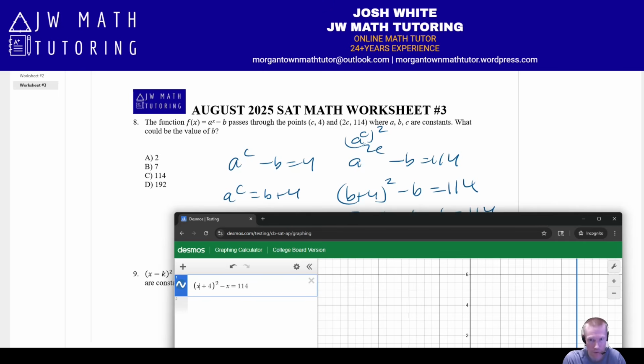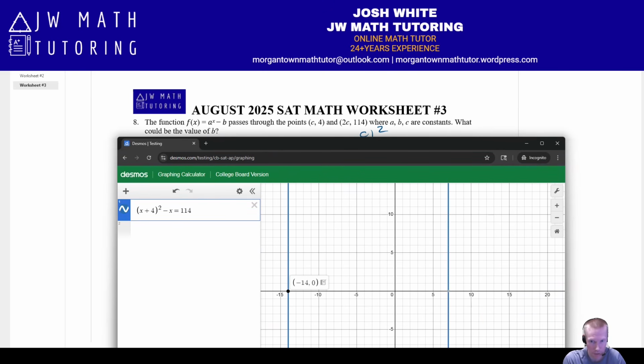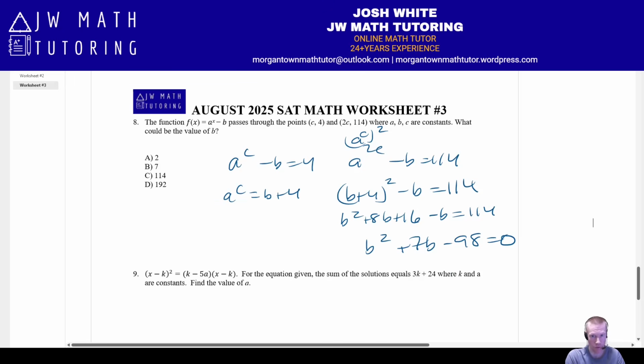Okay, now let's look for some vertical lines. Okay, so notice we have a negative 14 and we have a positive 7. So those are the two possible values for x, or really for b. So what's our correct answer? Well, it's just going to be right here, b equals 7.